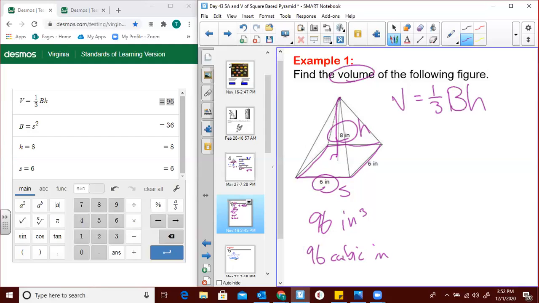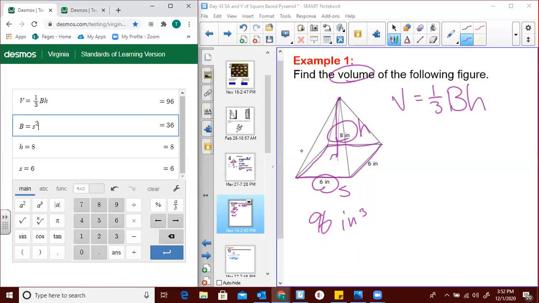All right, now let's say you wanted to do this the longhand way, which is fine. You know, when we have tools, we usually use them. But if you're a pure mathematician at heart, you might want to do this the longhand way. So we'll have volume equals 1/3 big B times height.